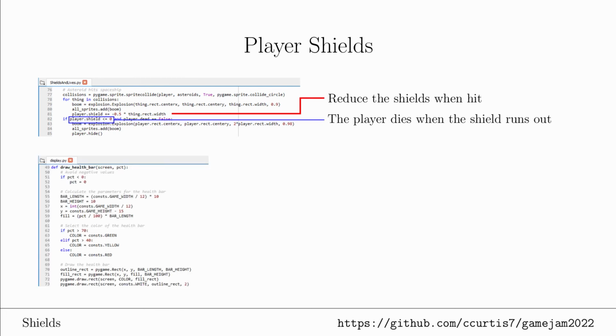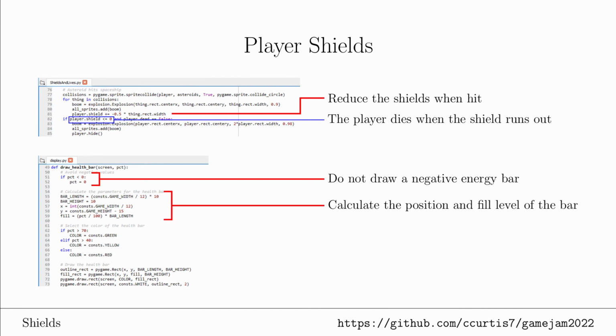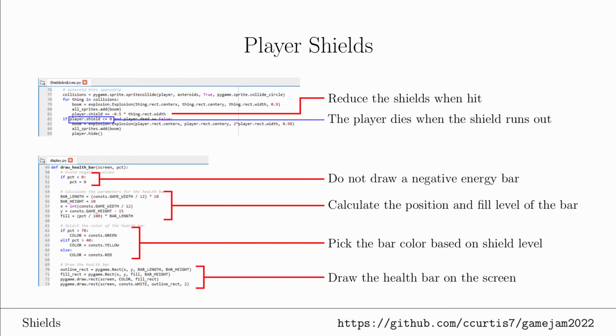It would be good to add a display for the shields so that the player knows when they're getting close to death. There's a bit of math that goes into this bar, but it's not too bad. We first have to make sure that we don't accidentally draw a negative health bar. And then we want it centered on the game screen towards the bottom, and we want the fill to correspond to the percent of shields that remain. Once that is done, we pick the color of the health bar based on the remaining shields. And these last commands are the ones that actually draw the health bar using rectangles.